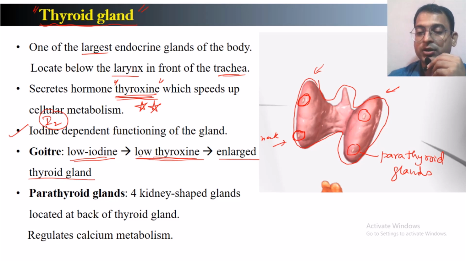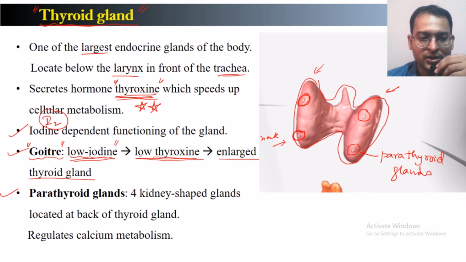So the person with this particular disease, which is called goiter, has an enlarged thyroid gland. So you have something that is hanging out from the throat. Okay, so this is a disease of the thyroid gland due to low iodine in the diet.